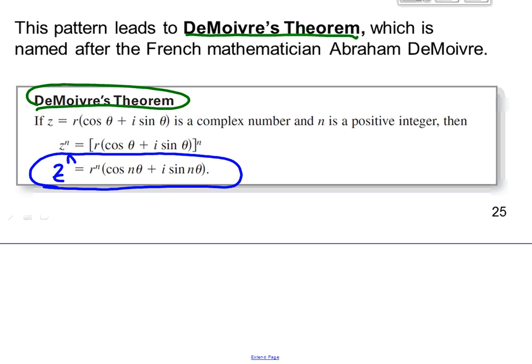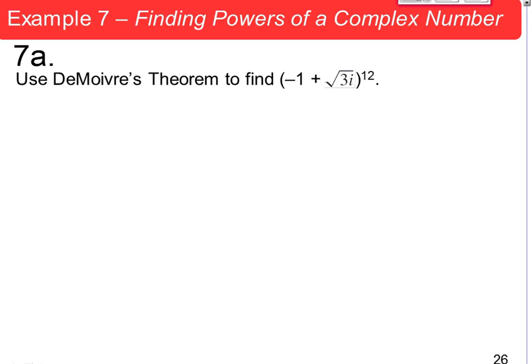Now, the next problem is number 7. And one thing I want to say about this problem is notice this is written in standard form and it's taken to the 12th power. Now, if you truly wanted to, you could sit there and go 1 plus the square root of 3i.